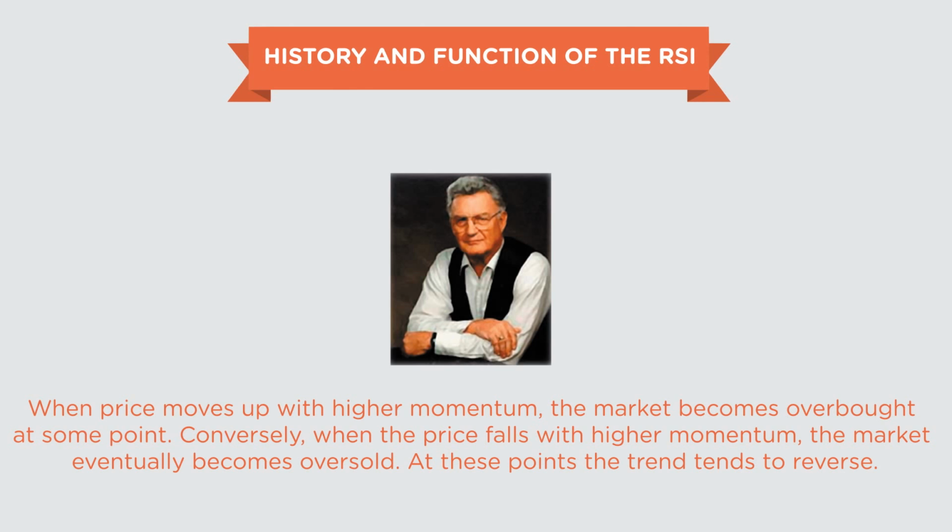When prices move up with high momentum, the market becomes overbought. Think of it as the market becoming a bit tired and needing a bit of rest. Conversely, when the price falls with higher momentum, the market eventually becomes oversold. In either scenario, Wilder observed, the market starts preparing for a trend reversal.